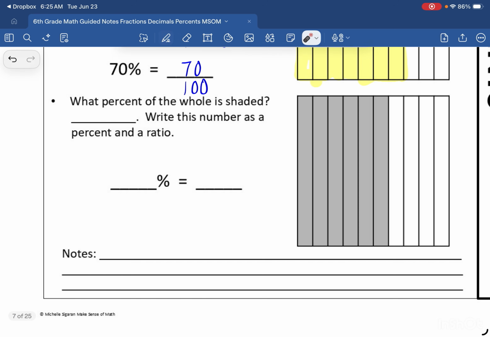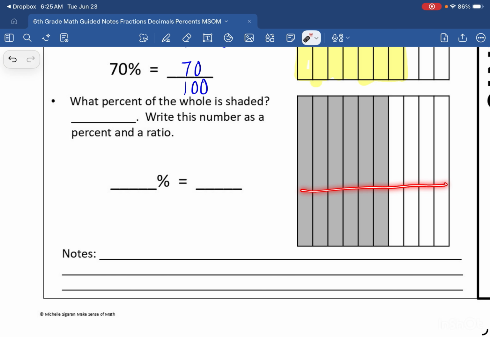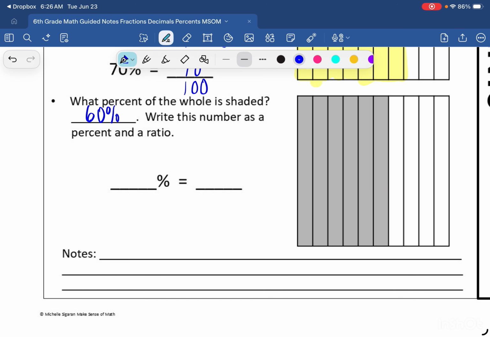What percent of this whole is shaded? Well, we have 10 sections, so each section's 10%, and there's 6 sections shaded, so that would be 60%. Write this number as a percent and a ratio. So 60% is going to be 60 out of 100.